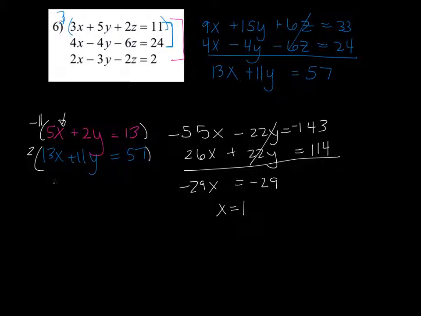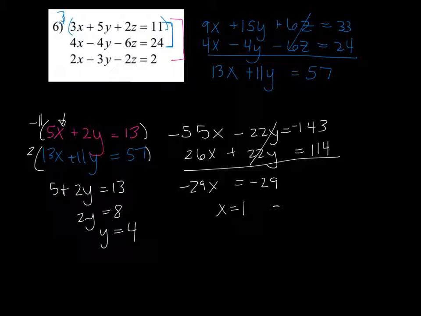So 5 times 1 is 5. Subtract 5 from both sides. Divide by 2. So our x equals 1, our y equals 4. And then I'm just going to plug that into my bottom equation that I started with. So 2 times x is 2. Negative 3 times 4 is negative 12.